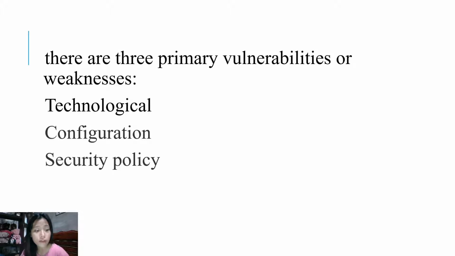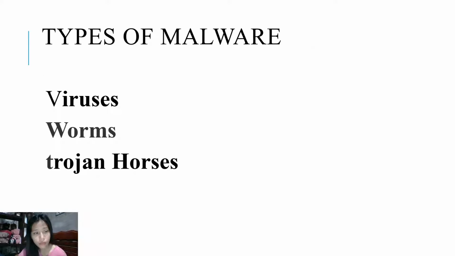So there are three primary vulnerabilities or weaknesses. So it is the technological configuration security policy. So, types of malware. So the types of malware, we have the viruses.